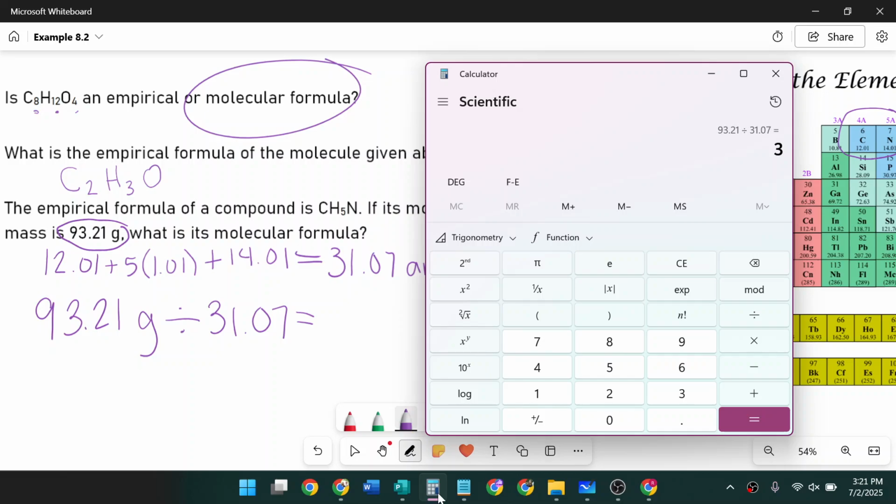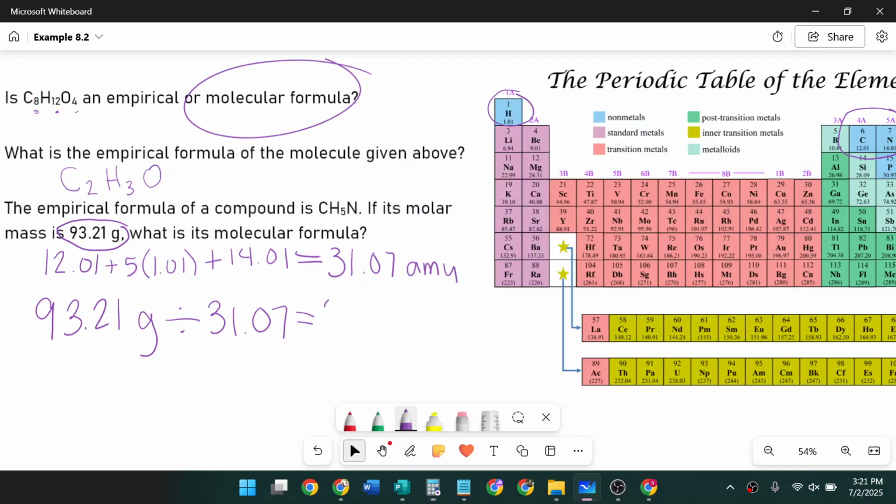All right, so the number that we get is 3, which means that's the number that everything was divided by to get the empirical formula. So if we multiply everything back up by 3, we'll get the molecular formula. C has a 1, so now it has a 3. H has a 5 times 3, that makes 15. And then N also has a 1, so now it's going to have a 3. So that is its molecular formula, C3H15N3.